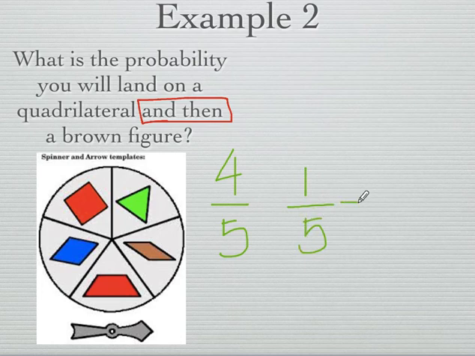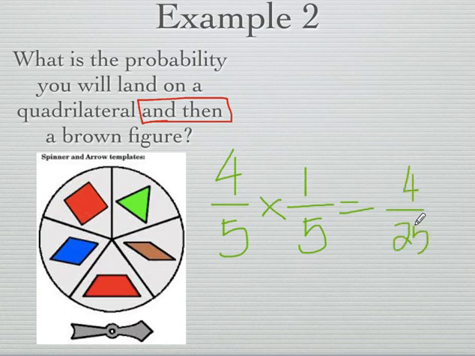Since we are talking about a quadrilateral and then a brown figure, that means this is a compound event and an independent compound event. So that means you have to multiply these two in order to find the probability of getting a quadrilateral first and then a brown figure next. So that is 4 out of 25.